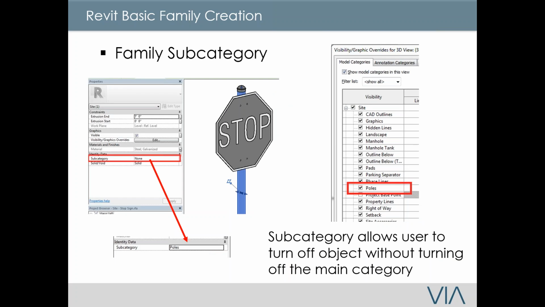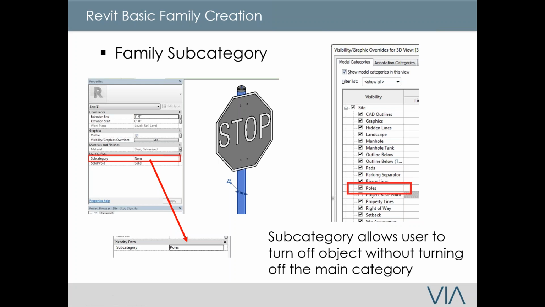One thing I always recommend to users, which will save you tons of time, is that I usually create subcategories for different objects. For example, in this particular case, I have a stop sign. This will help you if you want to turn off certain objects but not turn off all the objects. For example, right now, this is on site. You can add a subcategory called poles in this particular object. Then when you load it into your project, you notice that there is a pole, okay?